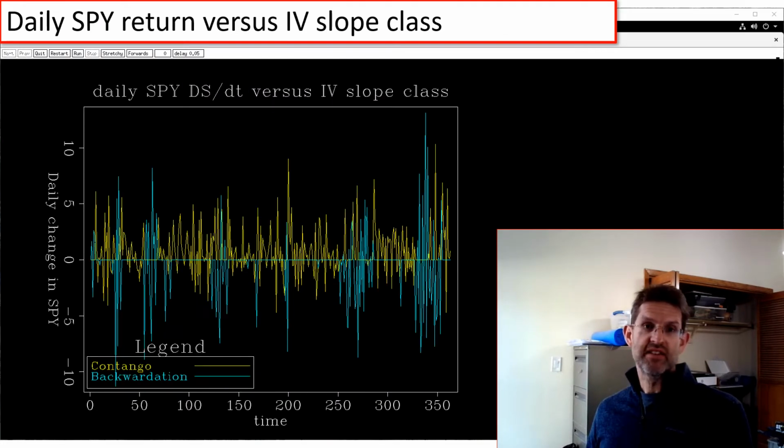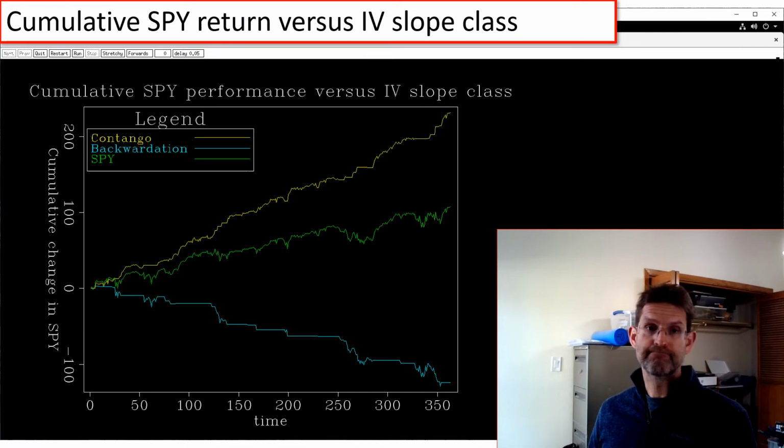Here's the daily SPY returns, but they're color coded to whether the IV slope is in contango, which is yellow, versus in backwardation, which is blue. You notice how when the curve is blue, so when the IV slope is in backwardation, the returns tend to be highly volatile, in addition to being biased to the downside.